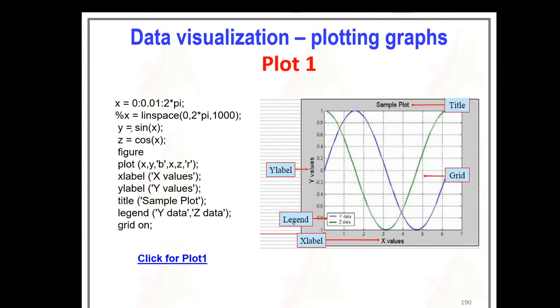After plotting y z, you can see plot xy in blue color and xy in red color. Then x label for the x values, y label for the y values, title, legend, and I also turn the grid on.